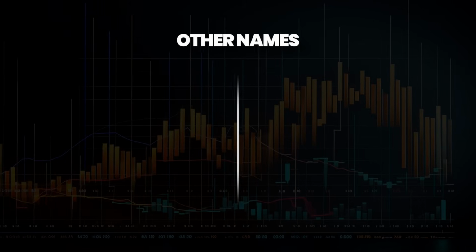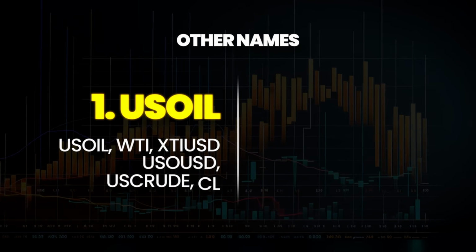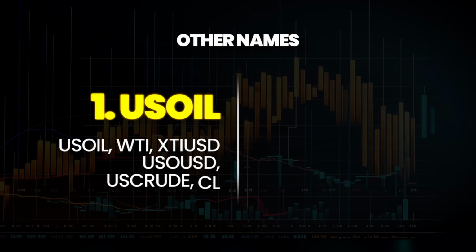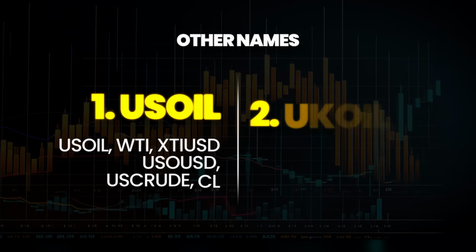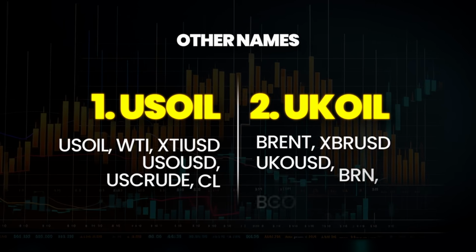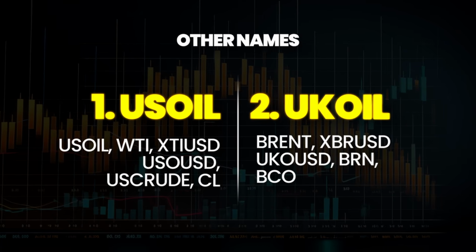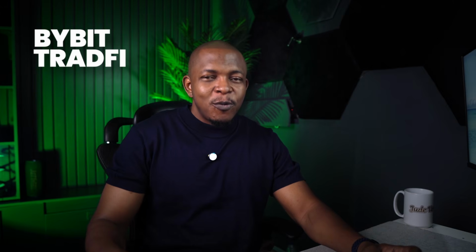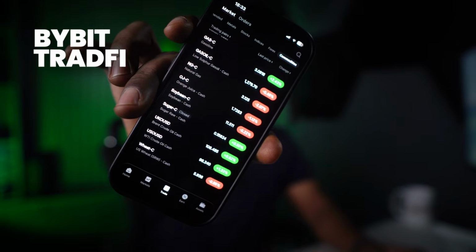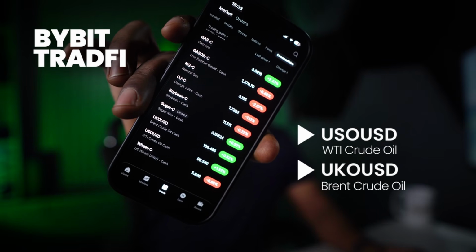Depending on your broker, this instrument may show up under different names. For WTI crude oil, you might see US oil, WTI, XTI USD, USO USD, US crude, and CL. For Brent crude, you might see UK oil, Brent, XBR USD, UKO USD, BRN, and BCO. On Bybit TradFi, where I personally trade, they are listed as USO USD and UKO USD.